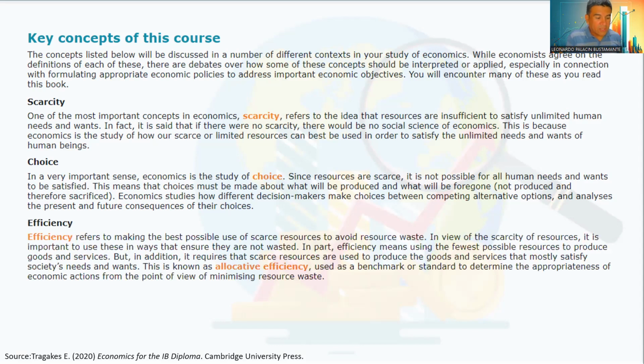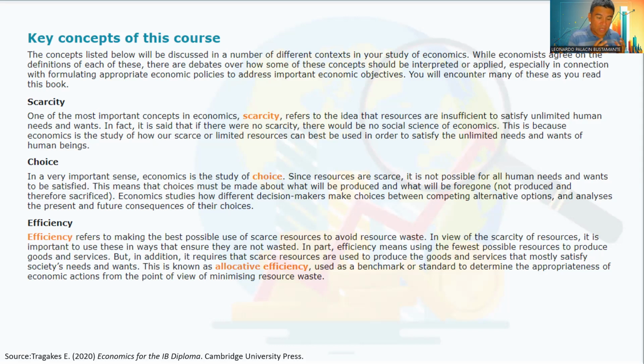Now, the third term is efficiency. Because of these choices that you make, it is better to make good decisions. So efficiency refers to making the best possible use of these scarce resources to avoid resource waste. In addition, it requires that these scarce resources are used to produce the goods and services that mostly satisfy society's needs and wants. So when efficiency takes place, we can also call it allocative efficiency.